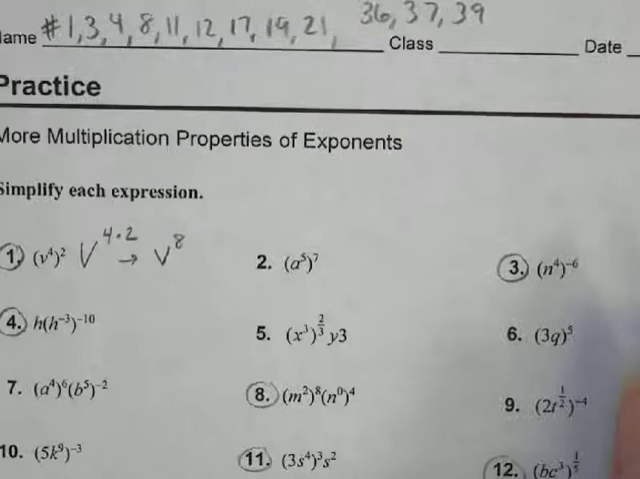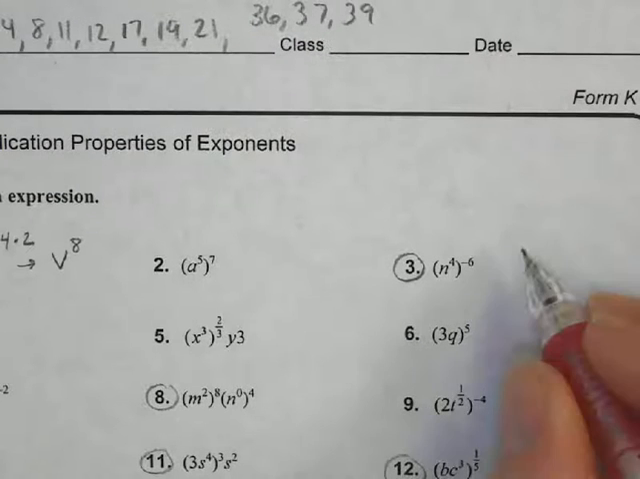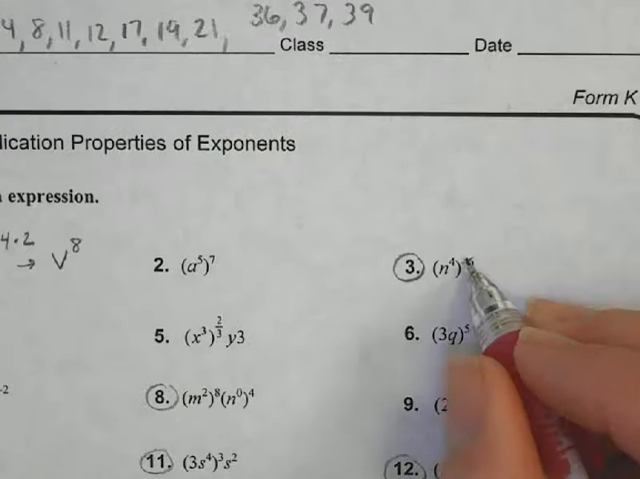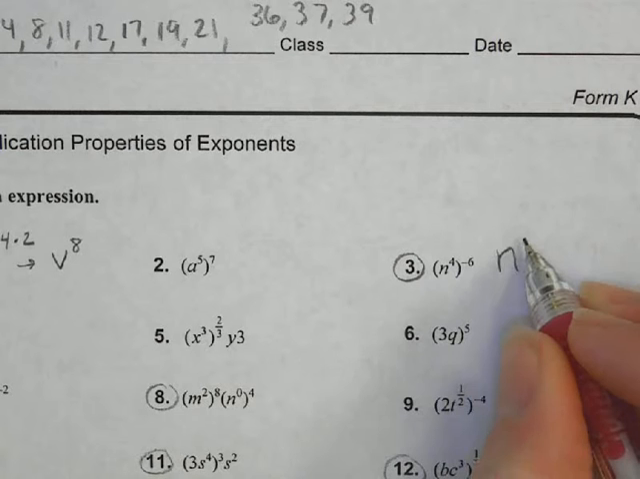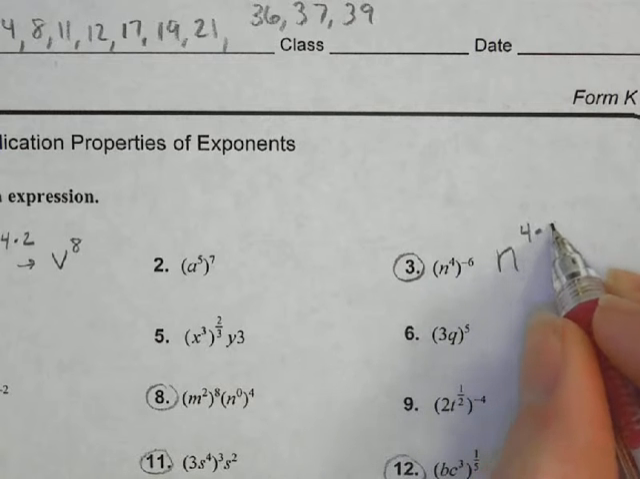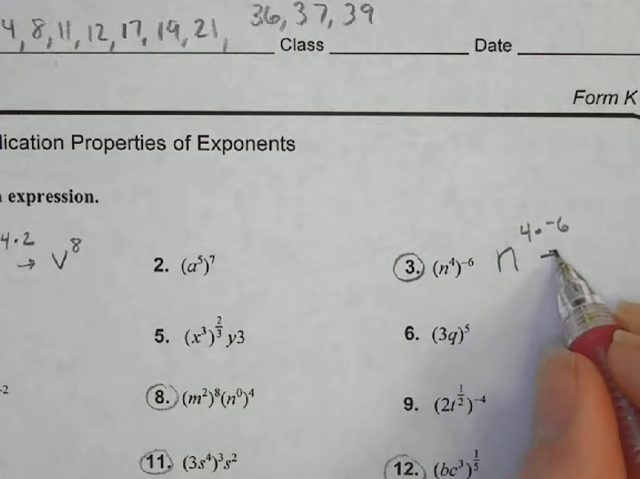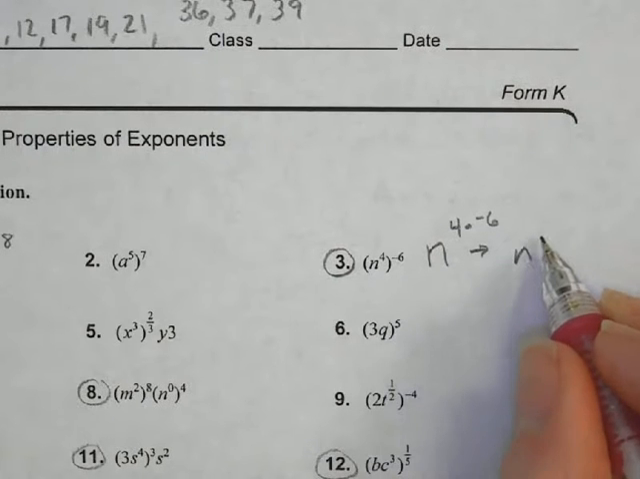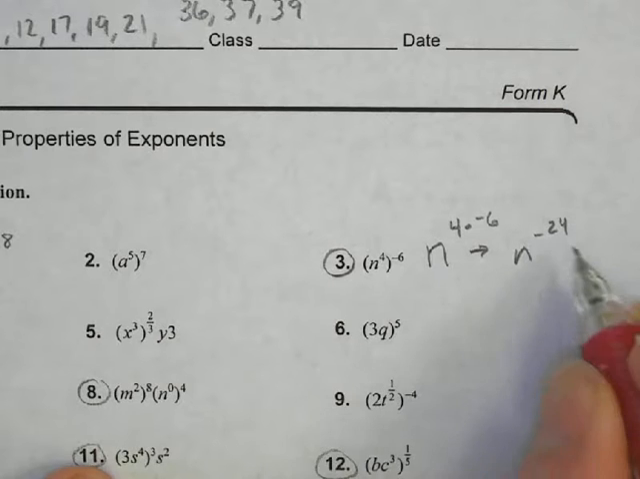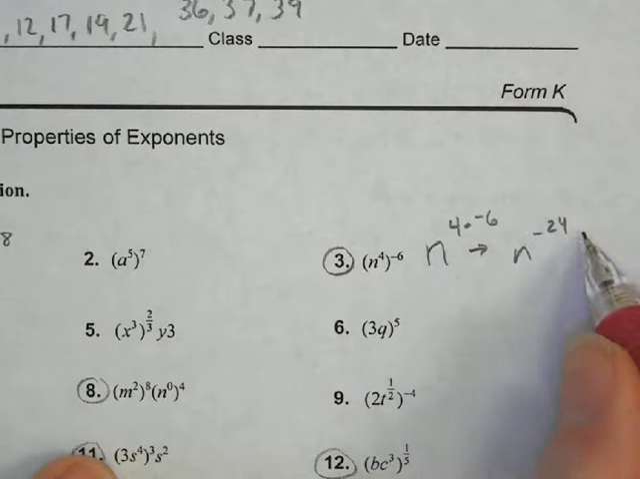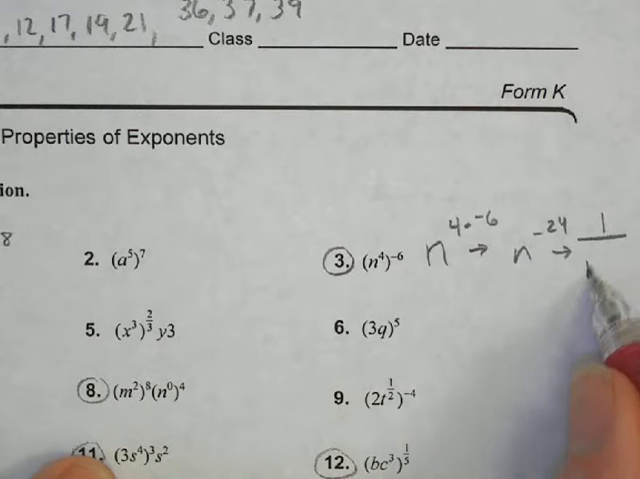Looking at number 3, moving over here, we have n to the 4th, which is then to the negative 6th power. So that means I'm going to do n, and that's going to be 4 times a negative 6. Well, 4 times a negative 6 gives me a negative 24. And because I don't want to leave a negative up above there, that does mean to flip the whole thing over and to put it in the denominator. So I get 1 over n to the 24th power as my final answer there.